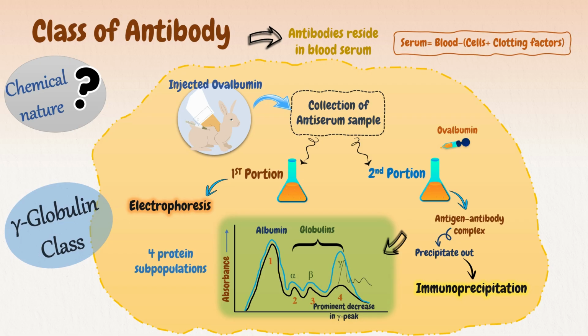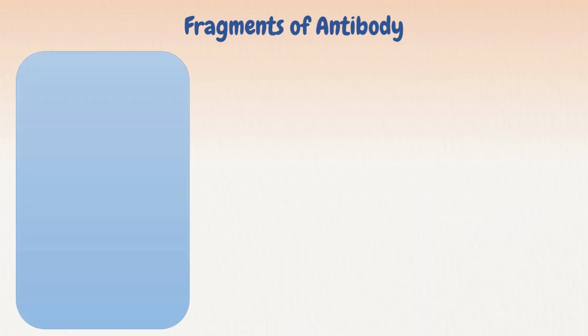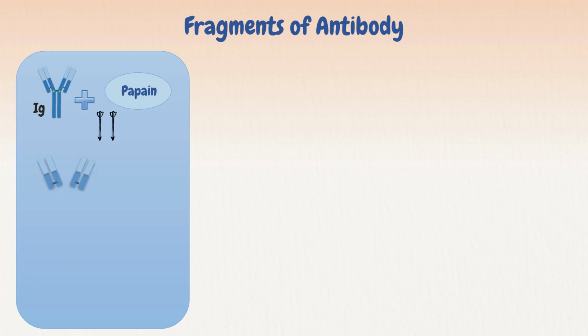Knowing the class of serum protein into which antibodies fall was a start, but immunochemists next needed to figure out what antibodies looked like. So another series of experiments was performed to determine the fragments of antibodies. In the first set of experiments, they treated the Ig antibody, that is the simplest antibody, with a proteolytic enzyme named papain. This treatment produced 3 fragments, 2 of which were identical while the third one was different.